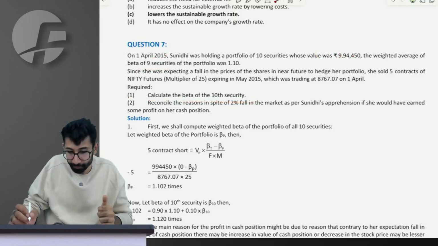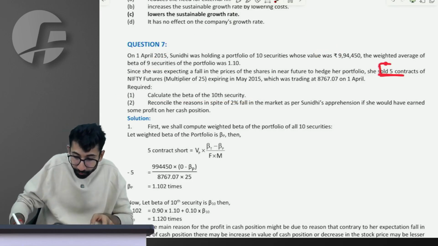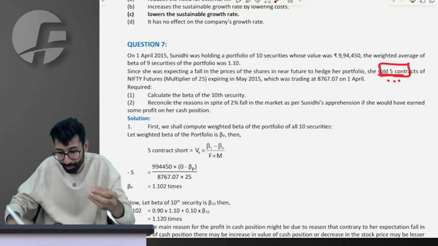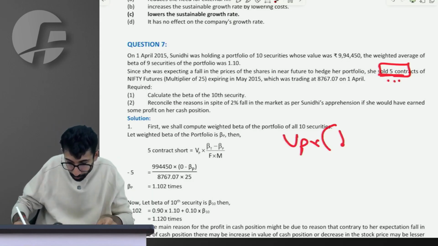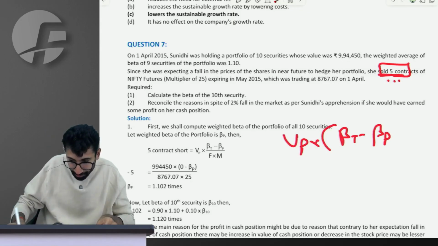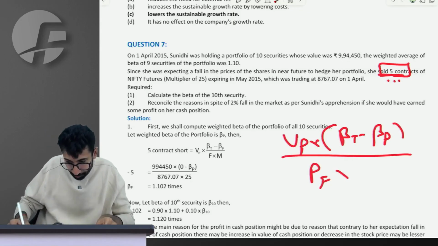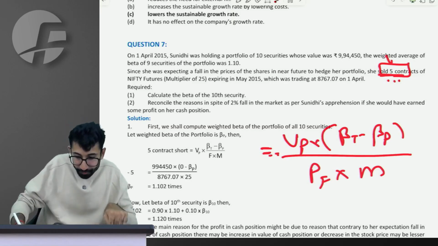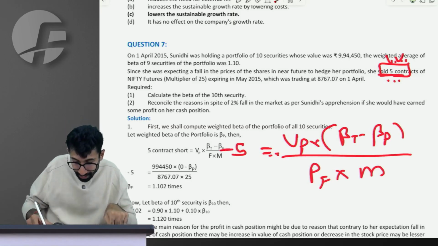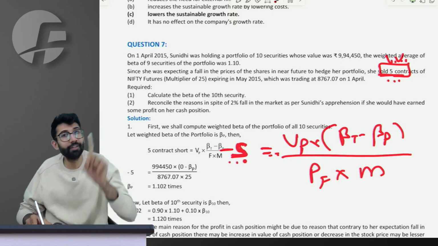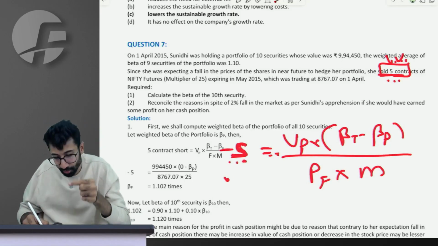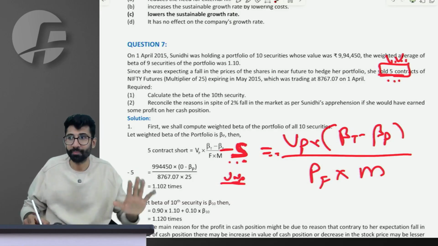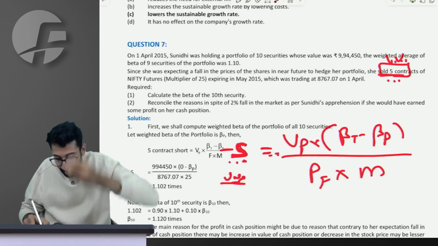Okay, no formula here. I have been given the contracts being sold, the number of contracts formula. What is the formula? That's the value of the portfolio into beta target minus beta of the portfolio, divided by price of the future into multiplier. Multiplier gives me the contracts. Since it is 5 contracts sold, I have to take a number of -5 here. As we do in the class, if the position is short, the sign is negative. Mathematically, if the position is long, the sign is positive. So -5 is there.